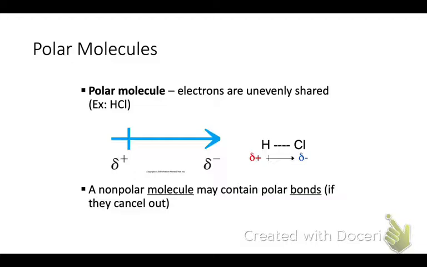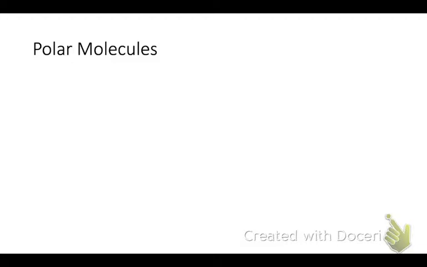Now, a nonpolar molecule can contain polar bonds if they cancel out. Meaning, please pay attention to this fact, if all the bonds in the molecule are nonpolar, then the molecule is also nonpolar. It is when the bonds are polar that you can have two scenarios. If the bonds are polar and they are not evenly distributed and are pulling electrons to one side, then that molecule is polar. But if the bonds are polar and they are canceling out, that will lead to a nonpolar molecule.